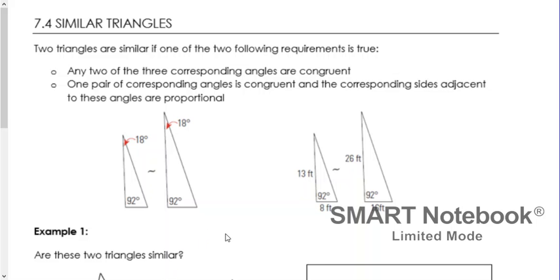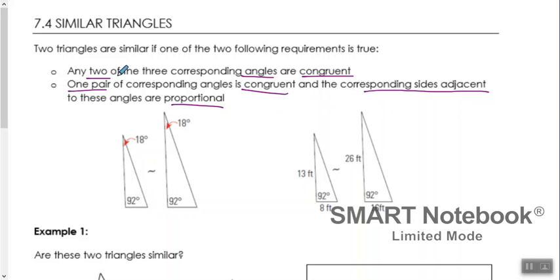All right, last section. So 7.4, similar triangles. Two triangles are similar if one of the two following requirements is true. If any two of the three corresponding angles are congruent, remember congruent just means equal. And it's not every one, so we only have to check two of the three. So any two of the three corresponding angles are congruent. Or one pair of corresponding angles is congruent, and the corresponding sides adjacent to these angles are proportional, right?